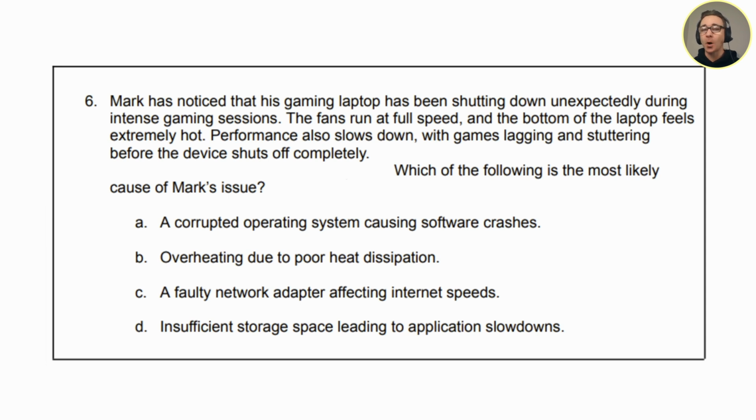A, a corrupted operating system causing software crashes. B, overheating due to poor heat dissipation. C, a faulty network adapter affecting internet speeds. Or D, insufficient storage space leading to application slowdowns. Your answer coming in 3, 2, 1.